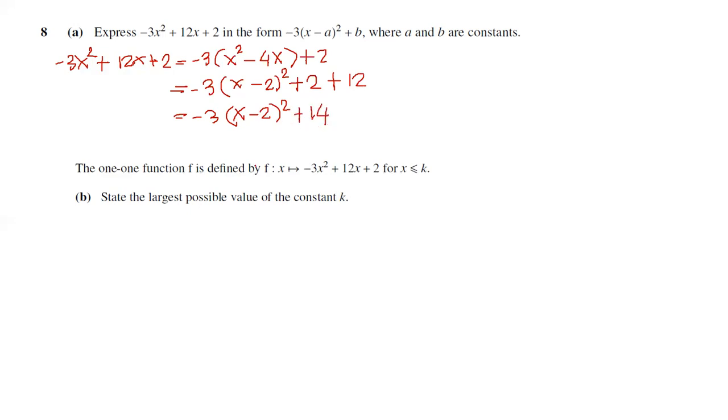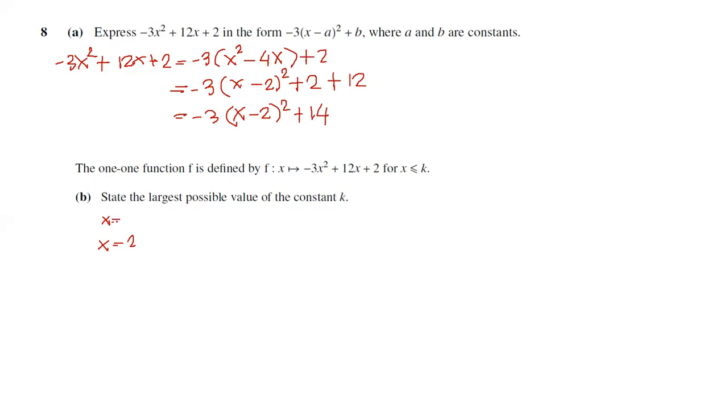So the function f is defined by f(x) equals negative 3x squared plus 12x plus 2 for x less than or equal to k. State the largest possible value of the constant k. Look at x minus 2. If x minus 2, it means maybe x equals 2 is the largest possible, but we have to check first. We have to examine whether 2, 1 or 3.